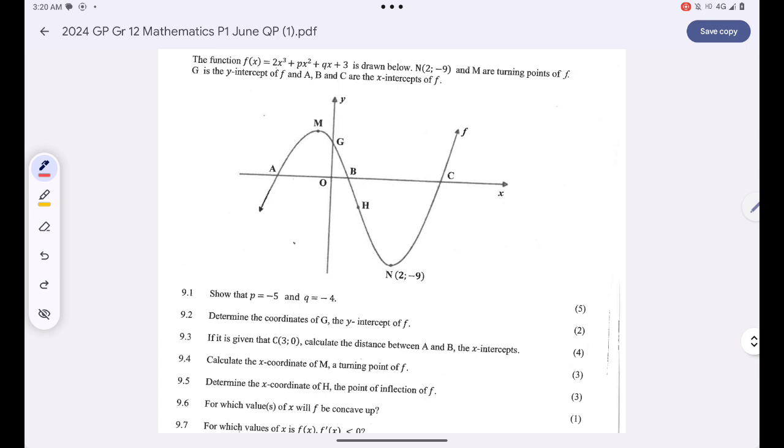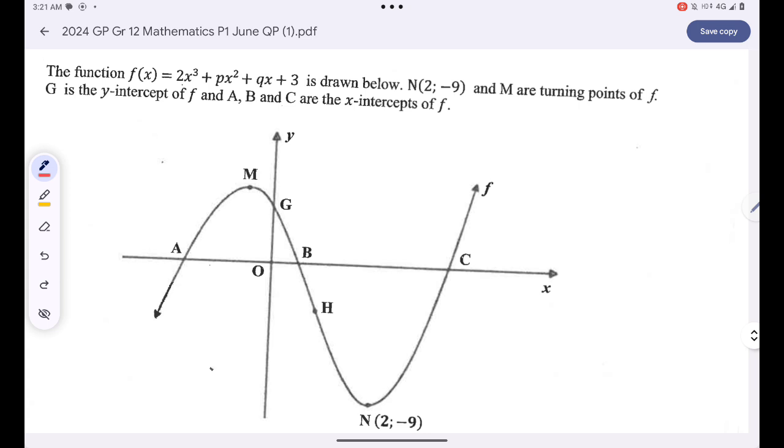Okay. The function f of x is drawn below, and n and m are the turning points of f, g is the y-intercept of f, and a, b, and c are the x-intercepts of f. First question, they want us to show that p is equal to -5 and q is equal to -4.